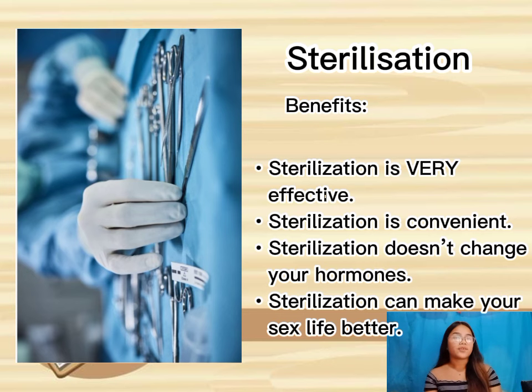Some people prefer non-hormonal birth control or can't use methods with hormones because of medical problems. Tubal ligation doesn't use hormones to prevent pregnancy. It won't cause menopause, change your periods, or mess with your natural hormones. Fourth one is sterilization can make your sex life better.